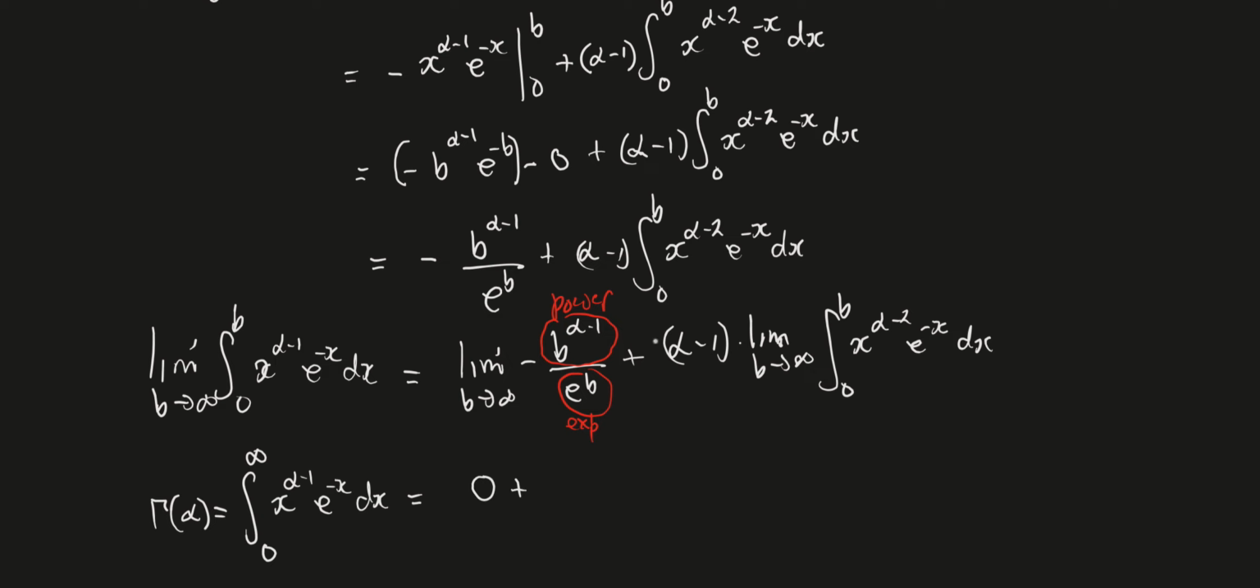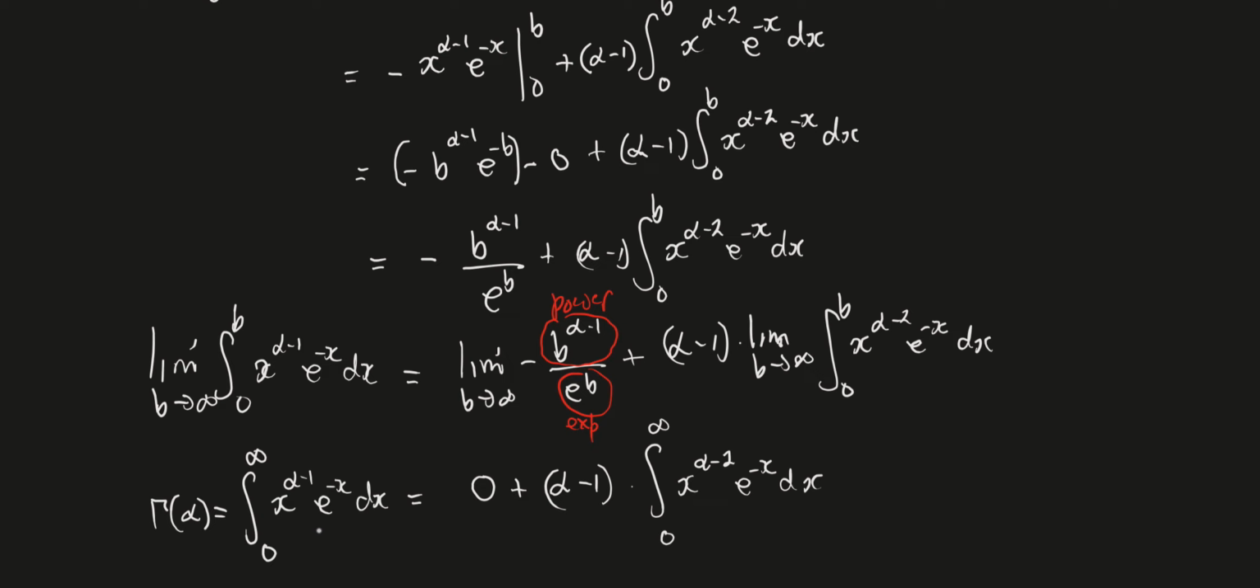plus, and then what do I have here? I have alpha minus 1, and then this is just another improper integral, right? So let me write it here. So it is the integral from 0 to infinity of x, and then what we have here is alpha minus 2 e to the negative x dx.